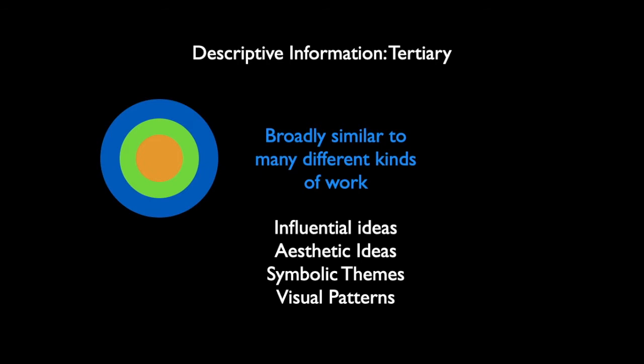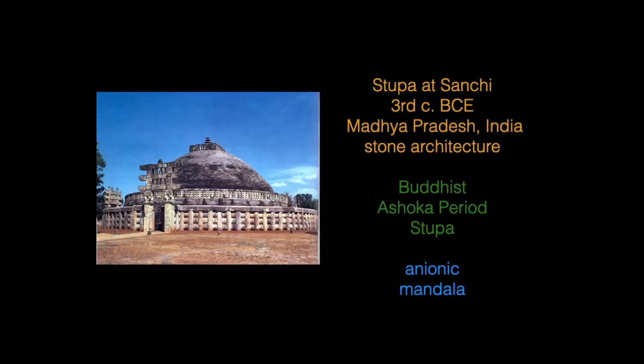So we have three different kinds of information we are looking for: the specific work, the general related ideas, and then the very broad aesthetic ideas. So in this example here, now I'm showing you the stupa at Sanchi from the 3rd century, Madhya Pradesh, India, which is stone architecture. And all of that describes that particular picture. We can also say that it was built for a Buddhist stupa, and it was built during the Ashoka period. So it gives a rough few hundred years, and in that time there were a number of these stupas built that we could compare it to.